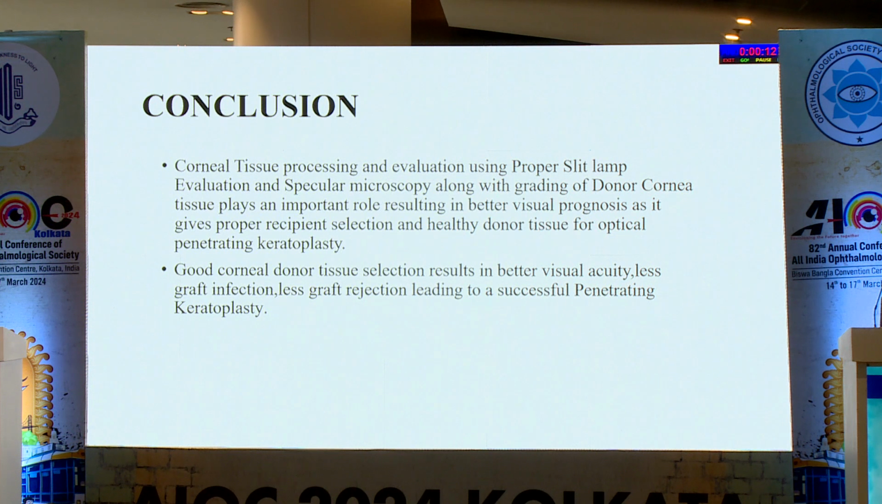Coming to the conclusion, corneal tissue processing and evaluation using proper slit lamp evaluation and specular microscopy along with grading of donor corneal tissue plays a very important role, resulting in better visual prognosis as it gives proper recipient selection and healthy donor tissue for optical penetrating keratoplasty. Good corneal donor tissue selection provides better visual acuity, less graft infection and less graft rejection leading to successful penetrating keratoplasty. Thank you.